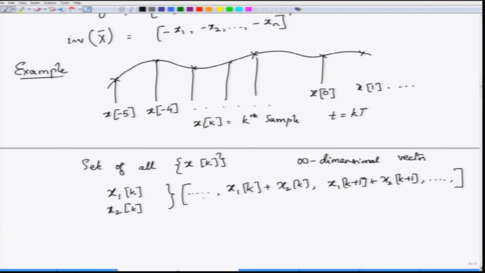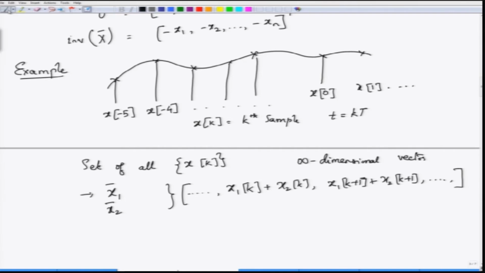There is a slight abuse of the notation here. We are using x1 of k to talk about the vector itself as well as the kth sample. Hopefully, this should be a little clear to you. This is a vector, okay. Maybe we should put on our arrows here to denote that this is a vector, but this vector is an infinite dimensional vector because it has the kth sample as given by x1 of k. So, maybe we can not abuse the notation and just write it as x1 vector and x2 vector, okay.